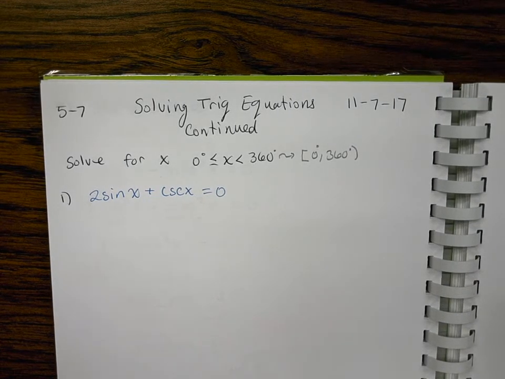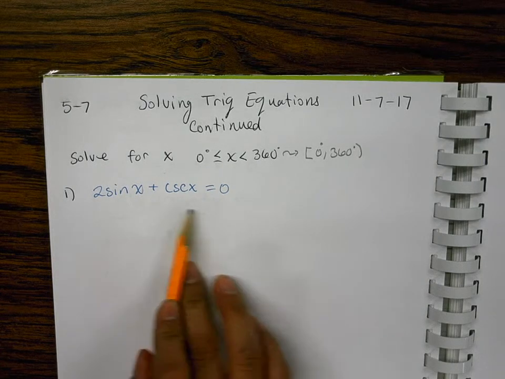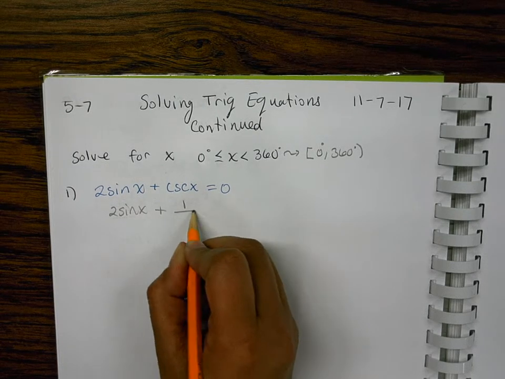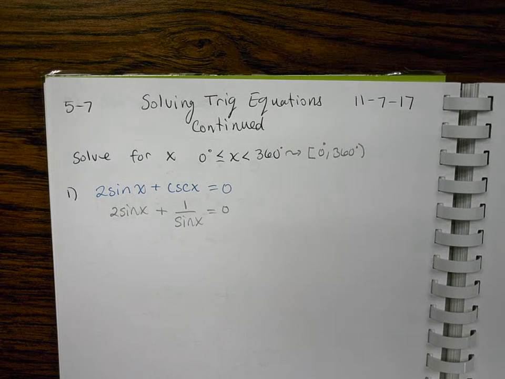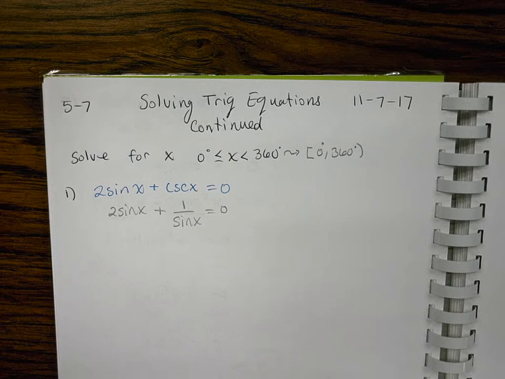Okay, so we are still using our tricks that we had written down in our notes from some time ago. I can't factor here, there's nothing to distribute, but I can change everything to sine and cosine. There's no Pythagorean identities because there's nothing squared. Alright, so 2 sine x. Cosecant equals 1 over sine.